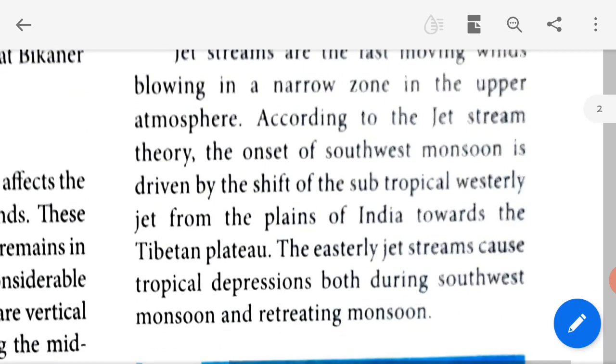So, Tibet is on the north. What will happen is these winds will shift from the south to the north across the Tibetan plateau. The easterly jet, what we spoke about was westerly. Now, easterly jet stream causes tropical depressions both during southwest monsoon and retreating. Retreating is the reversal monsoon time.